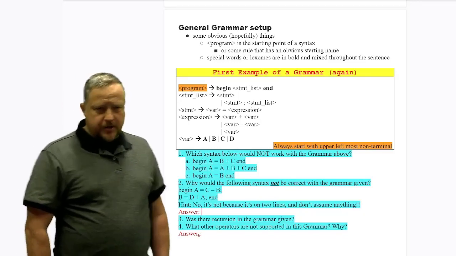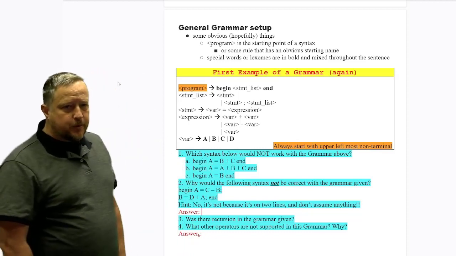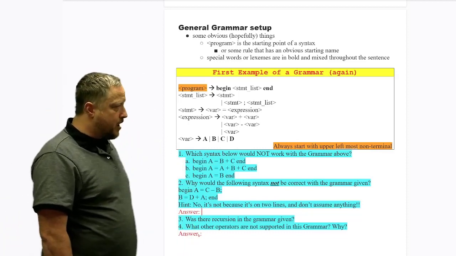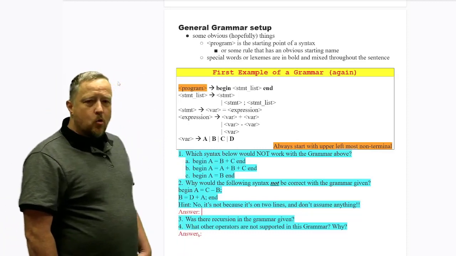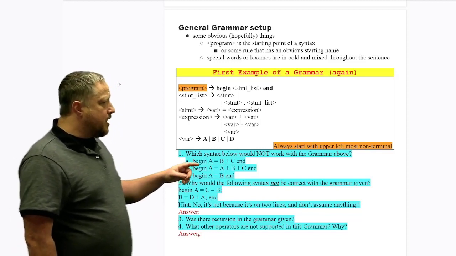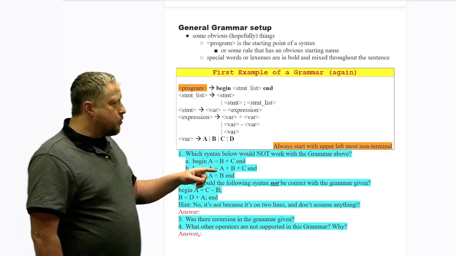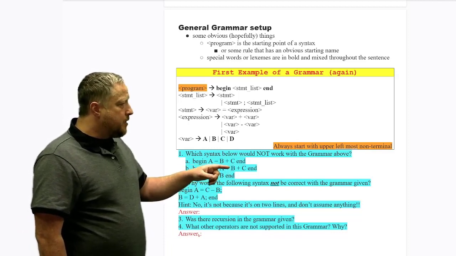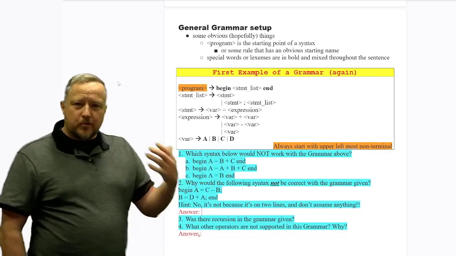So I'm going to do this in parts here. So number one, which syntax below would not work with the grammar above? The one that did not work was B. And the only reason why is because it works fine with the A equals A plus B, but the bad part is getting to another plus.